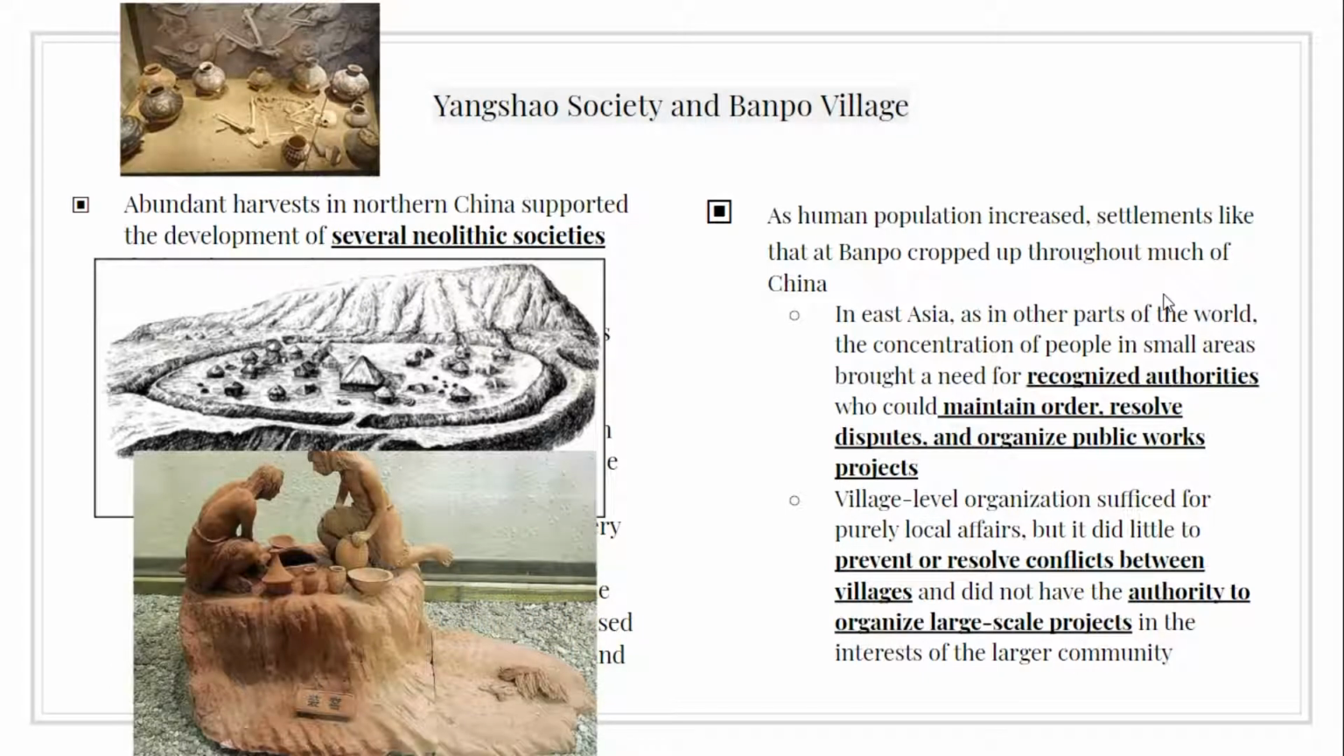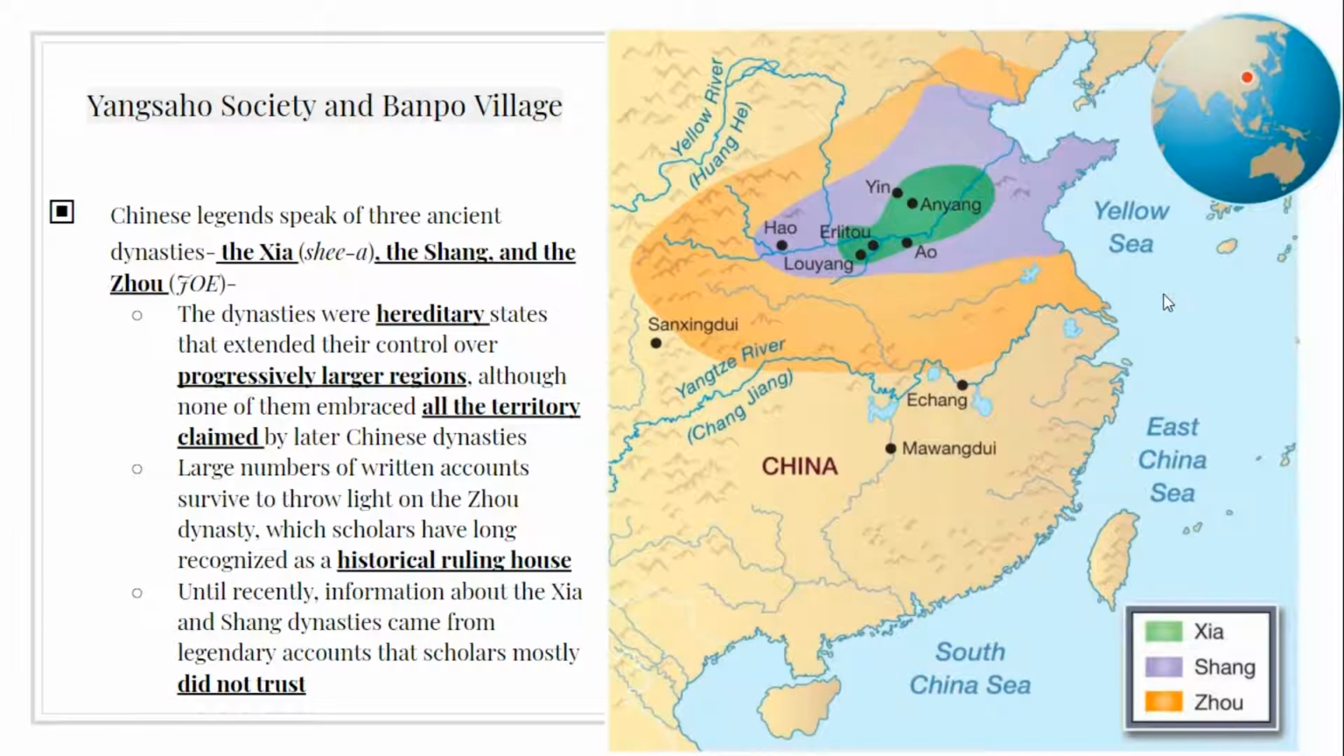And here's some pottery. Alrighty. So according to Chinese legends, there's three ancient dynasties. We have the Xia, the Shang, and the Zhou dynasty. And here I have a map for you on the right-hand side, kind of showing you where they started and how they were essentially stacking on top of each other.